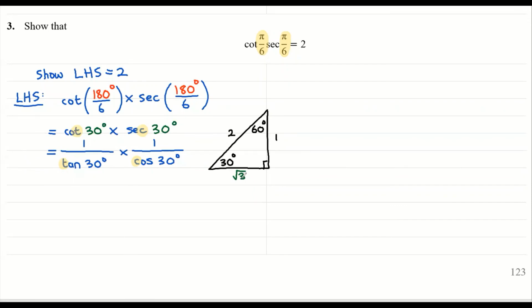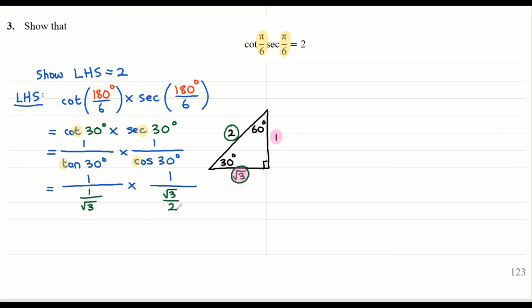So the tan of 30, well, tan of 30 is, of course, opposite over adjacent. And we're talking about the 30 degrees. There's the opposite. There's the adjacent. So that's 1 over root 3. So we'll just whack that in. So this is going to be 1 over, don't forget it's 1 over the tan of 30, and that's going to be 1 over root 3. And then the cos of 30 is the cosine, so that's the adjacent over the hypotenuse. So that's root 3 over 2, and it's 1 over that as well. Don't forget we're doing the reciprocal of these. So it's 1 over root 3 over 2.